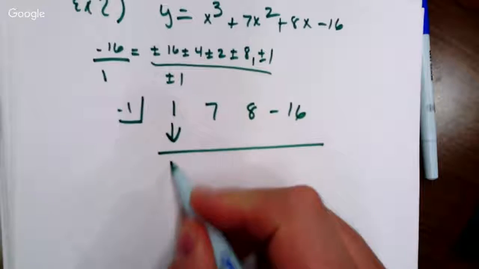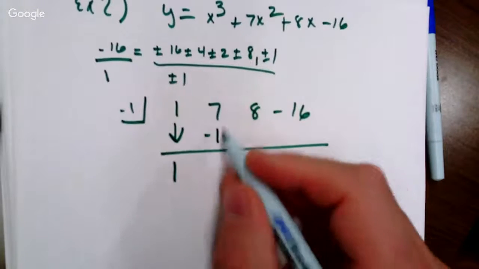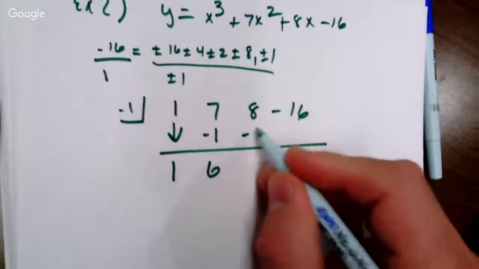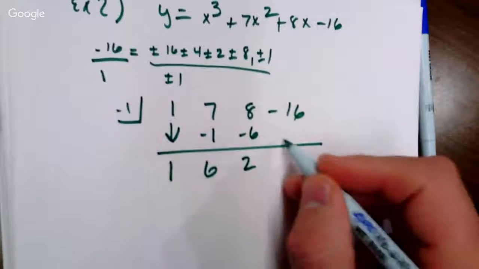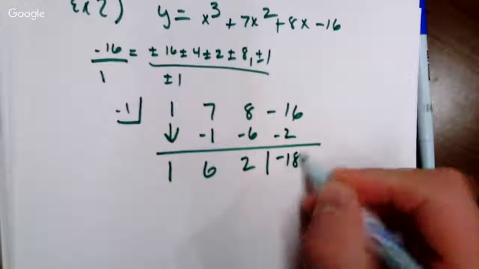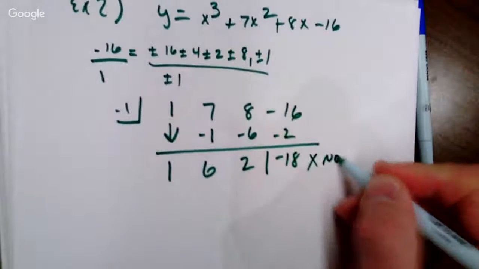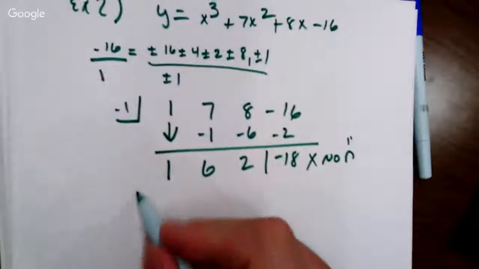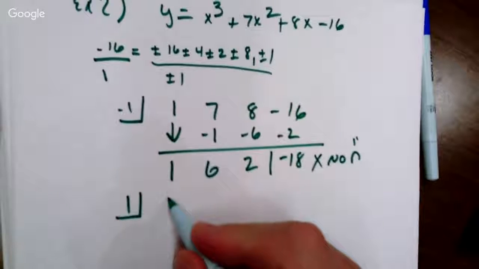Carry it down. 6, -6 is 2. Does that work? No. Okay, let's try another one. Let's try 1.